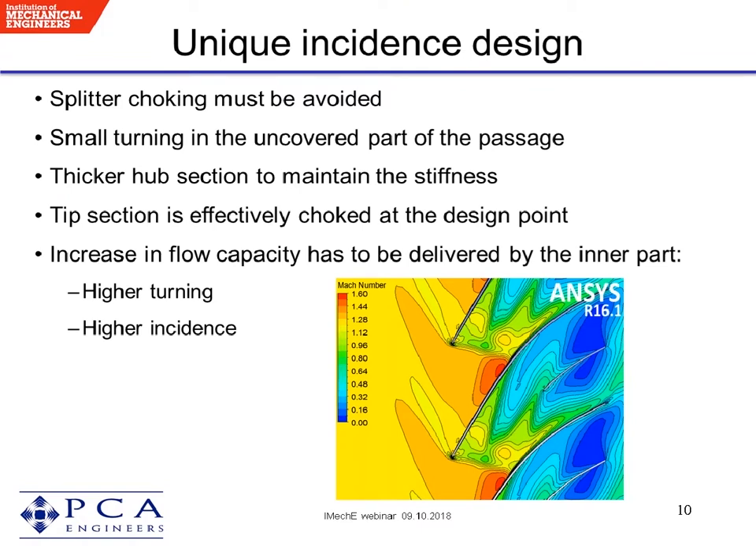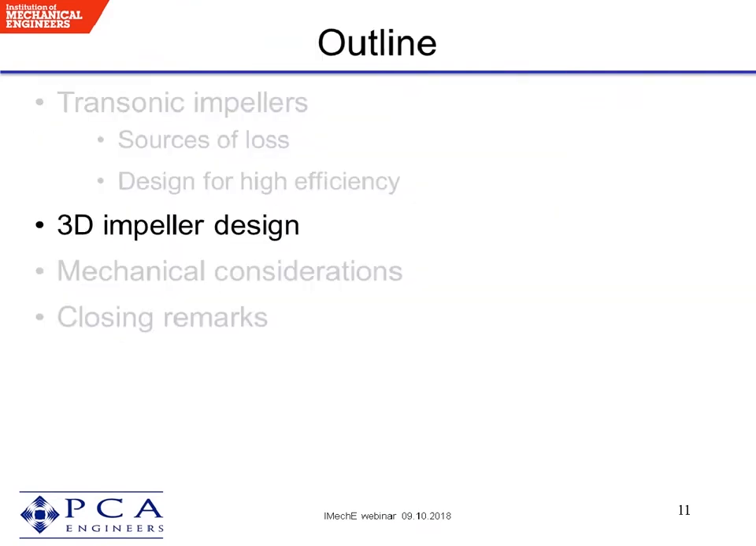If the Mach number is higher in the inner part of the blade, these could compromise the performance, and at the end a balance has to be achieved. Overall, the choice of the right design strategy depends on whether performance is to be maximized at a specific operating condition, or good performance levels must be achieved over a range of flow and speeds. Now we move to 3D impeller design.